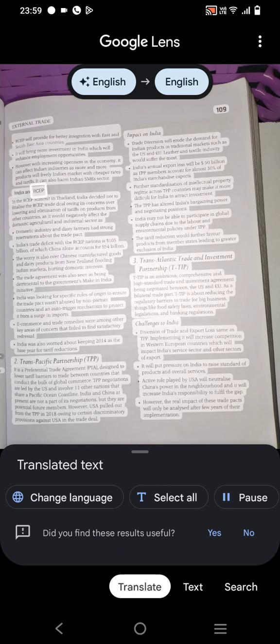India and RCEP. In the RCEP summit in Thailand, India decided not to join the RCEP trade deal owing to its concerns over lowering and elimination of tariffs on products from other countries.